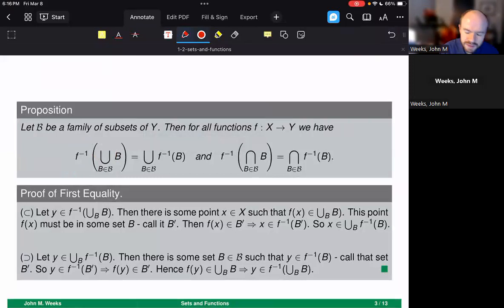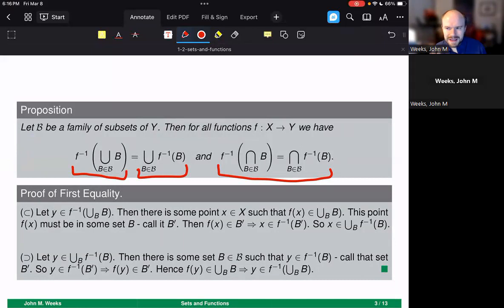So f inverse of the union of this arbitrary collection of sets from a family cursive B here, this f inverse of a union, the inverse image of a union of sets, is the union of the inverse images. And similarly, if I had gone through and plugged in intersections, that's what this proposition is saying: inverse images of unions are the same as the unions of inverse images, and the same thing is true for intersections.